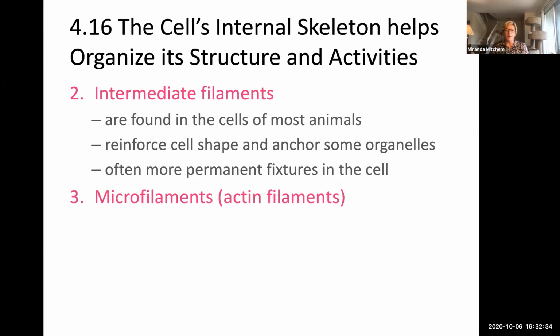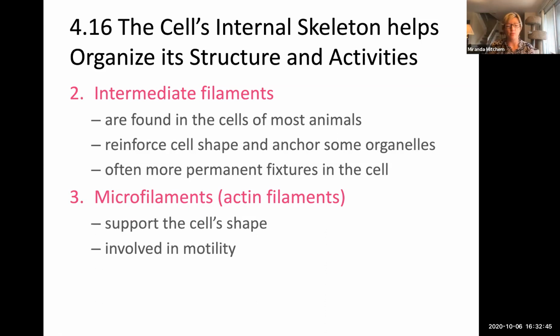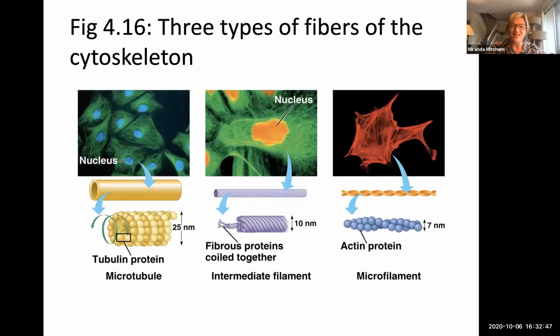And then our third fiber are the microfilaments, and these are made out of a different type of protein called actin. And they give shape. They also help with movement. All right, so now we've got all three types lined up.